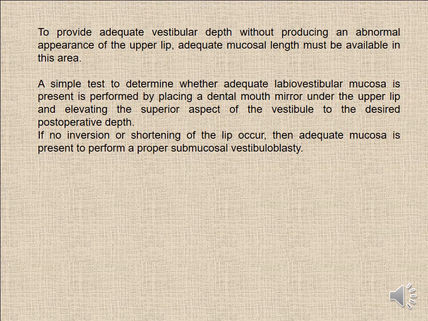To provide adequate vestibular depth without producing an abnormal appearance of the upper lip, adequate mucosal length must be available in this area. A simple test to determine whether adequate labio-vestibular mucosa is present is performed by placing a dental mouth mirror under the upper lip and elevating the superior aspect of the vestibule to the desired post-operative depth. If no inversion or shortening of the lip occurs, then adequate mucosa is present to perform a proper submucosal vestibuloplasty.